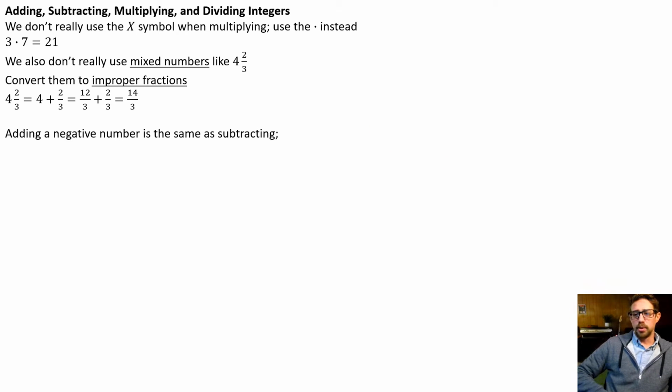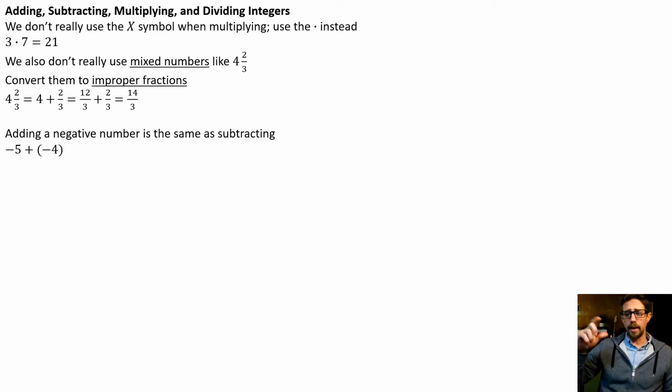So now let's get into what to do with negative numbers. Adding a negative number is the same exact thing as subtracting the corresponding positive number. So depending on the context and depending on you, it might be easier to think about it one way or another. So let's just see some examples. All right, if I give you 5 plus negative 4, that is the same exact thing as 5 minus 4.